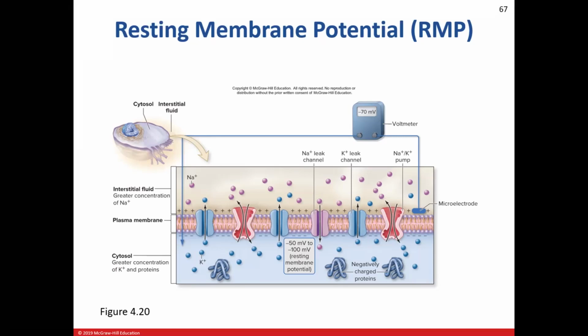But again, you'll notice that we represent a lot of the different types of channels here. We have leakage channels for sodium and potassium. We have our sodium-potassium pumps. Inside the cell, we have negatively charged anions that contribute to a more negative inside part of the cell. And so again, just remember that we're taking that measure from the inside of the cell. So the inside of the cell is more negative than the outside.